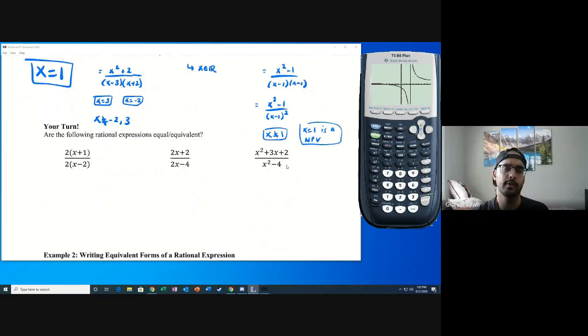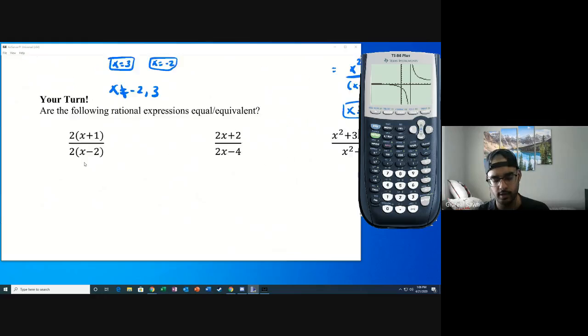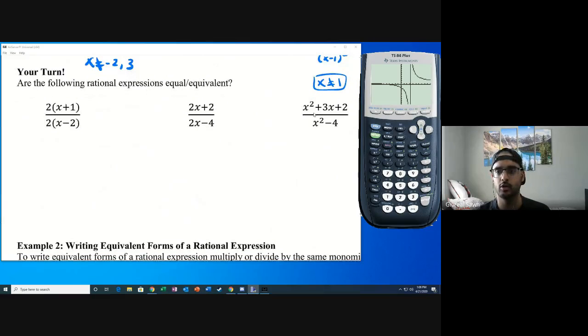Okay, underneath we can talk about equivalent rational expressions, very similar to equivalent fractions or equivalent ratios like you learned before. So if we're asked if the following are equal and equivalent, let's take a look at this here. So for these three, we're going to try to show that they're equal or equivalent. Now, if I can simplify, I should.